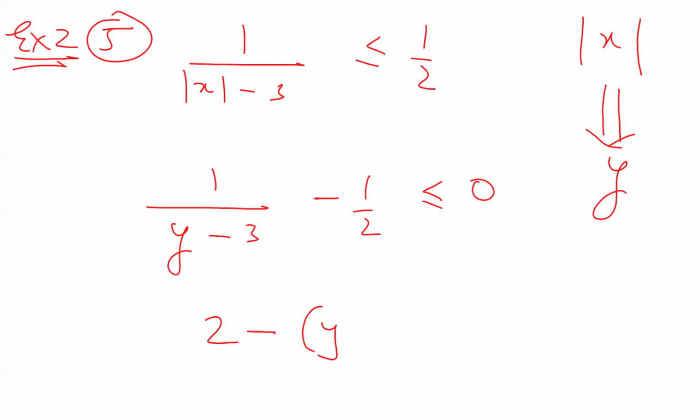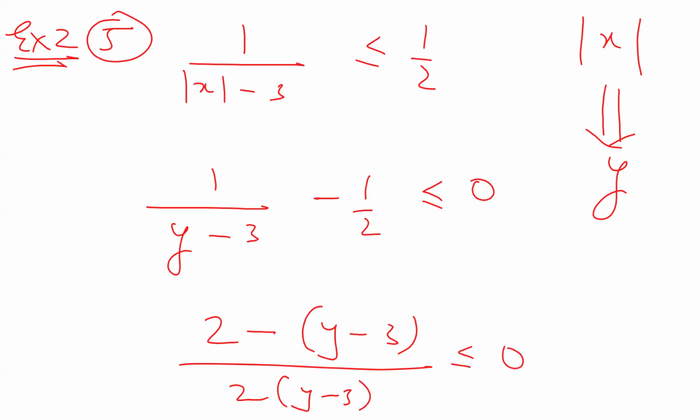LCM: 2 minus y minus 3 upon 2 into y minus 3 less than or equal to 0. So this 2, I'll just multiply over here. Will the sign change? Yes or no? No, sir. Will this inequality change? No, sir. Correct, because 2 is a positive number.